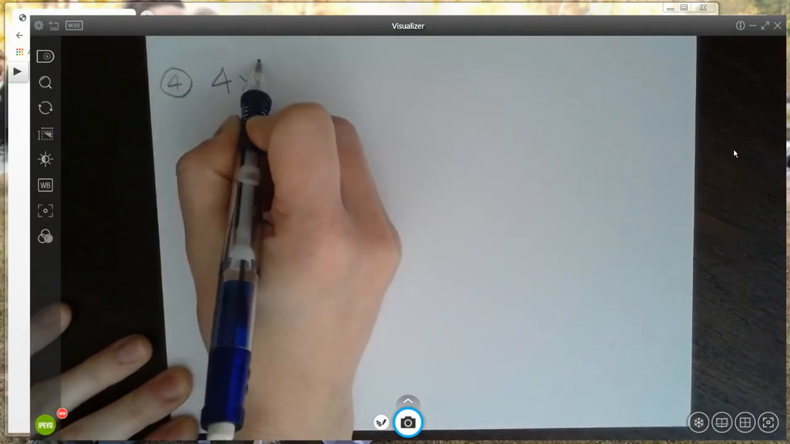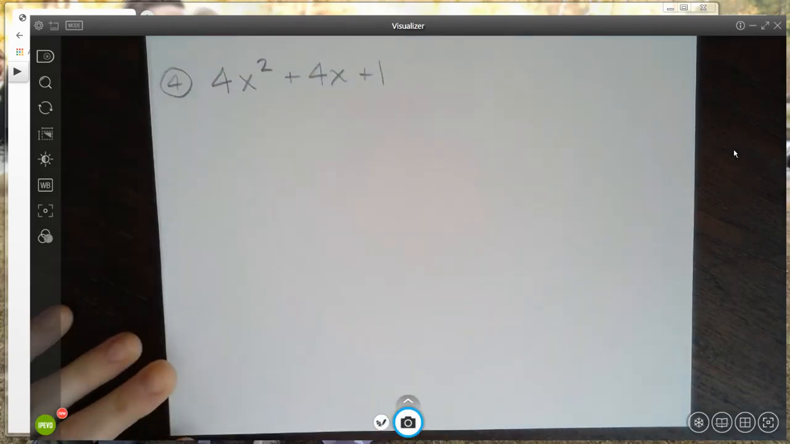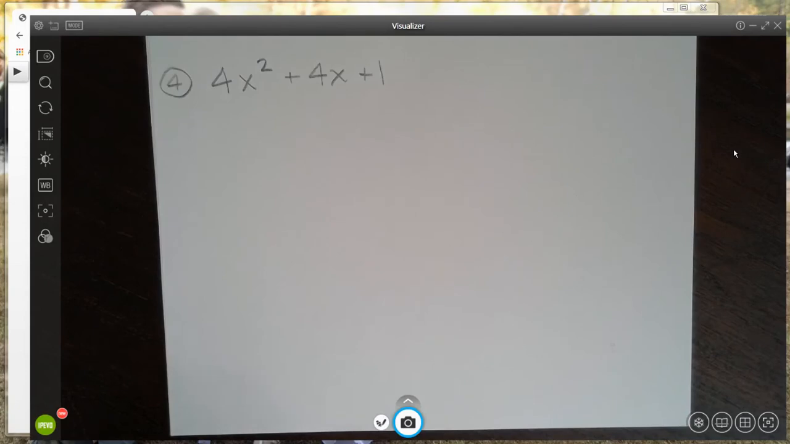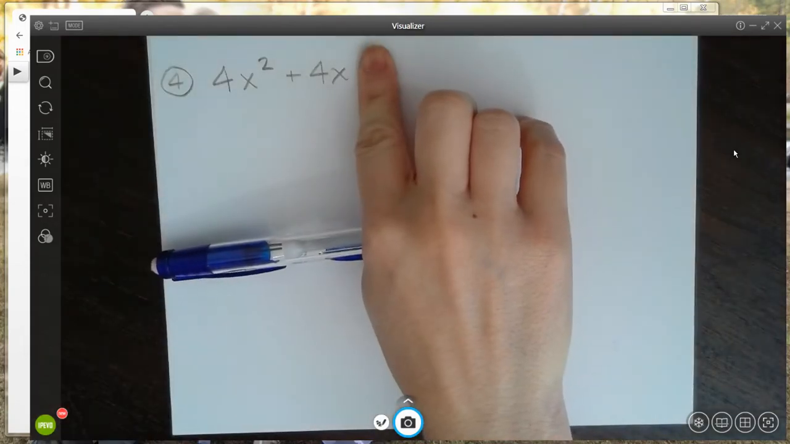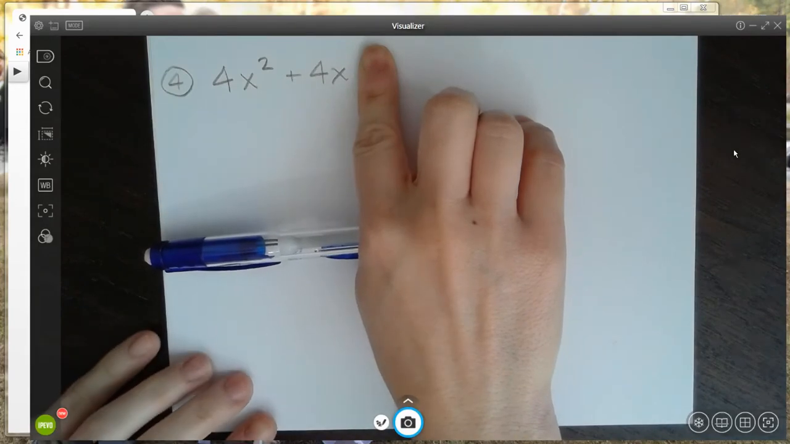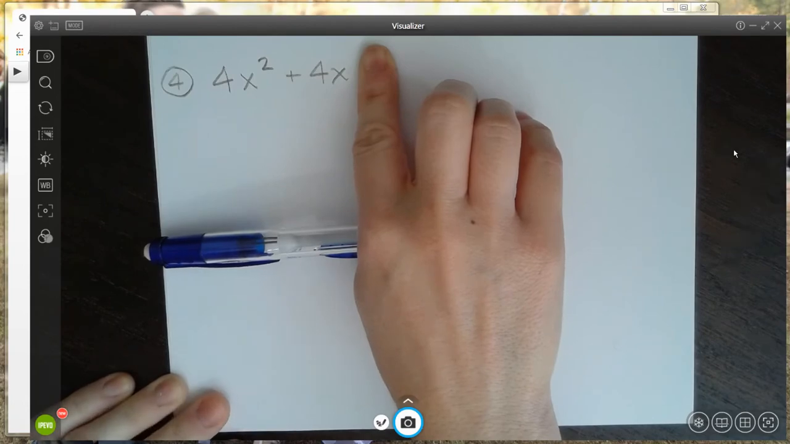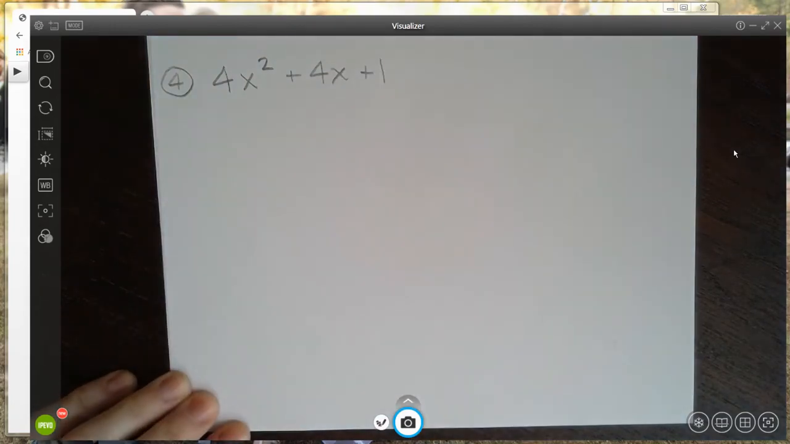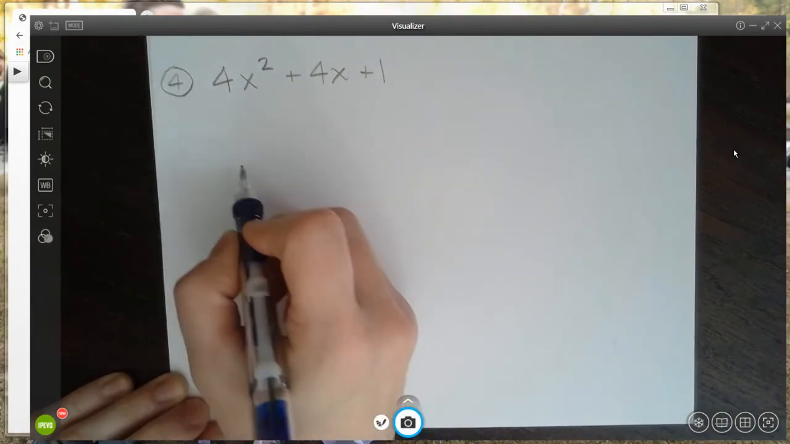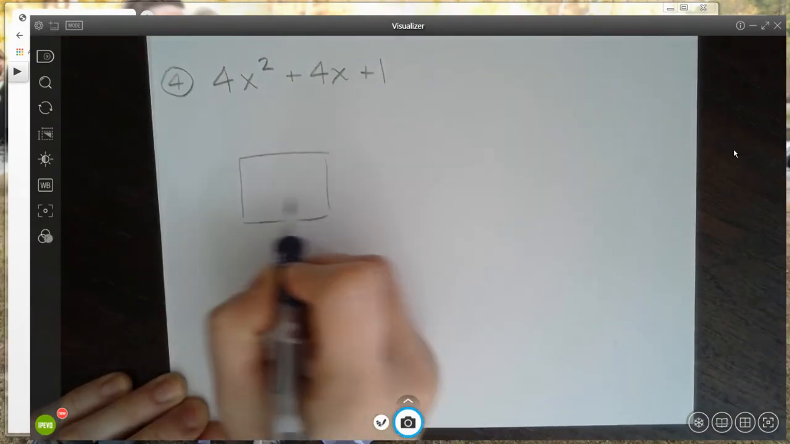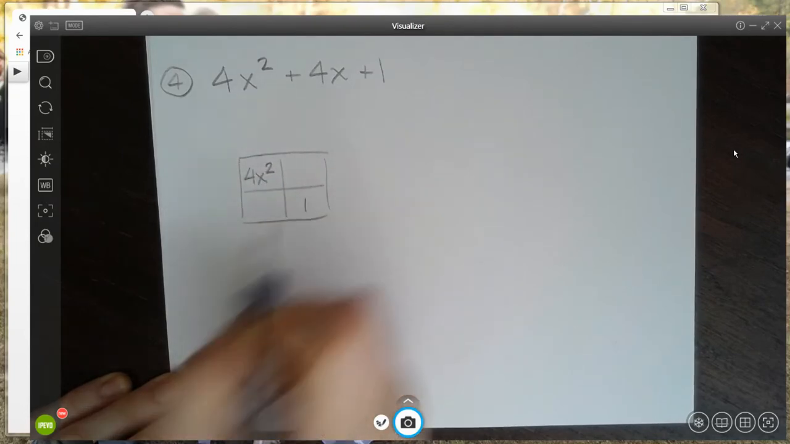I have 4x squared plus 4x plus 1. All 3 of my values don't have a common factor. If this wasn't here, it would be a little bit different. And I'm going to show you that example in a minute as well, so you can see the difference in that factoring. But if I have a 1 here, I can't do anything with factoring out of 4. So I have to go straight to the box. So this is going to be 4x squared, and this is going to be 1.